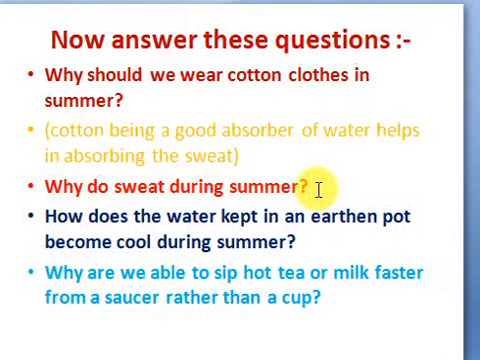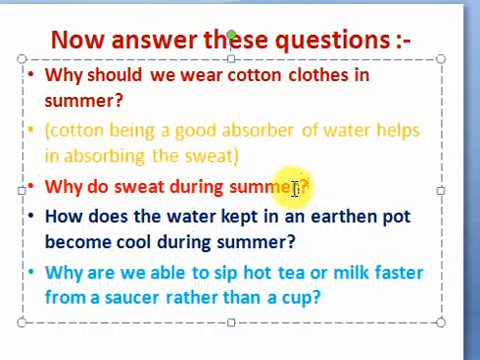Why do we sweat during the summer? This is a mechanism of our body called thermoregulation, to decrease the body temperature. During the summer, our body temperature rises, but it should not exceed a certain limit, because our body contains many proteins. Those proteins undergo denaturation, which can even cause death. So maintaining a constant body temperature is very important.